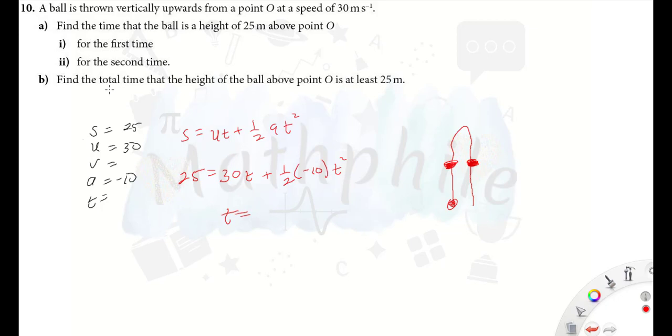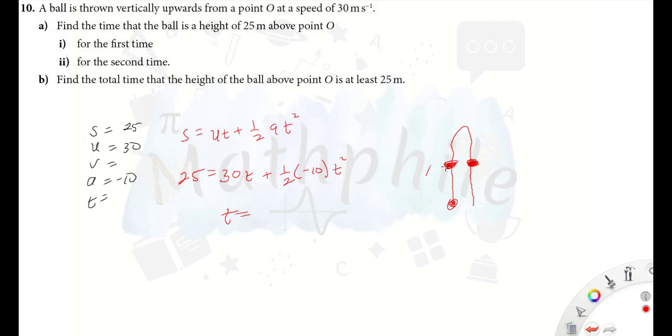So what do you think this is going to be? Find the total time that the height of the ball was above point O, is at least 25. So they just want me to find the T. So I can use the same. No, no, no. This one, I'm not going to the CP. You have CP, you have 1 and 5, right?